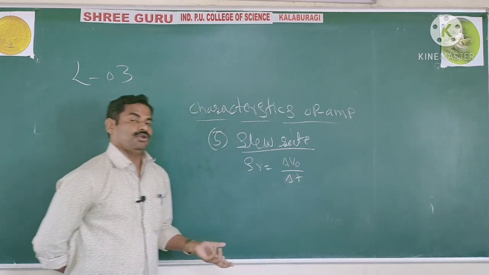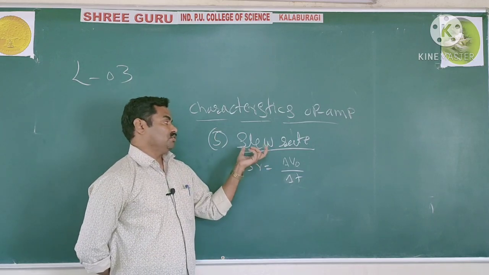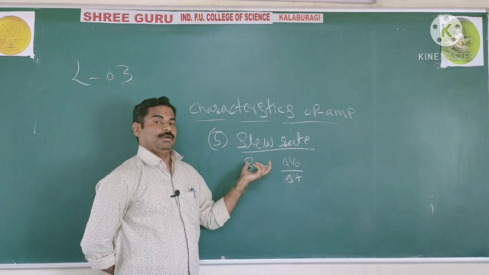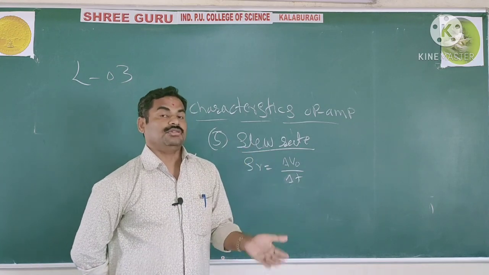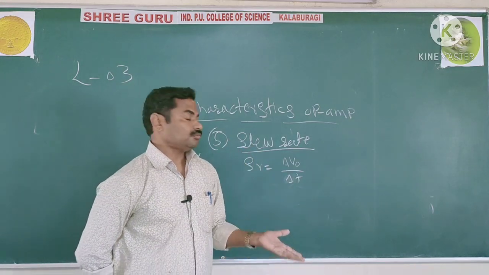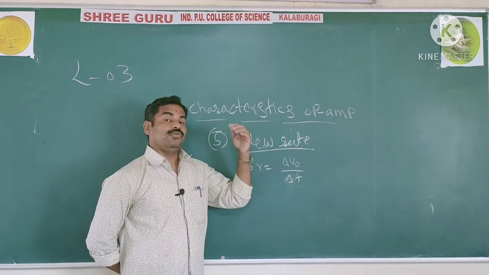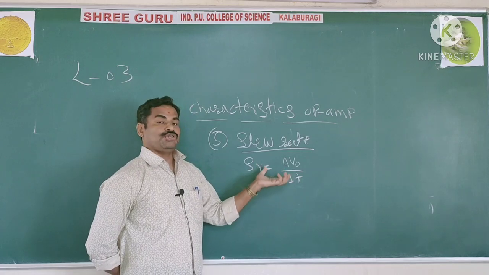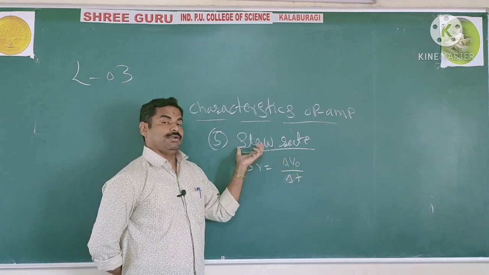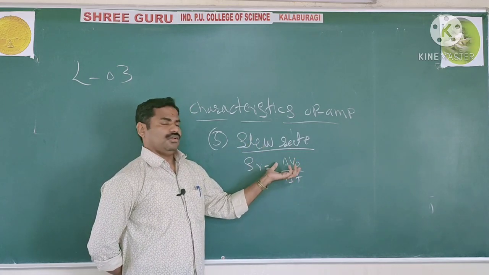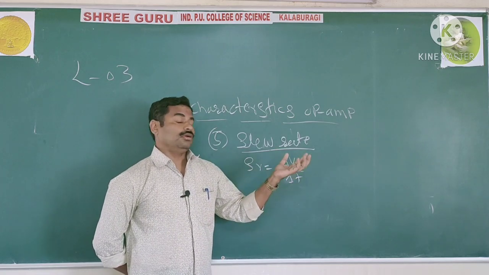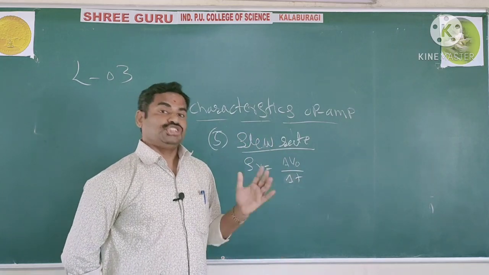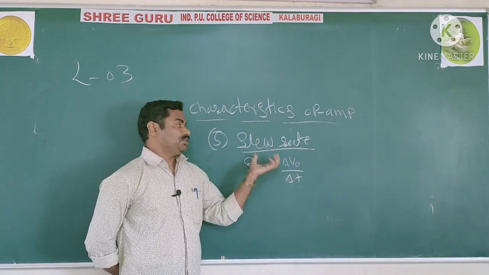Or in a simple way, how can we say about slew rate? The slew rate gives the ability of the op-amp, how fast the output will change with respect to input. That gives the information about the slew rate. Or you can say it is the ability of the output voltage to change with respect to time. That is given by your slew rate.